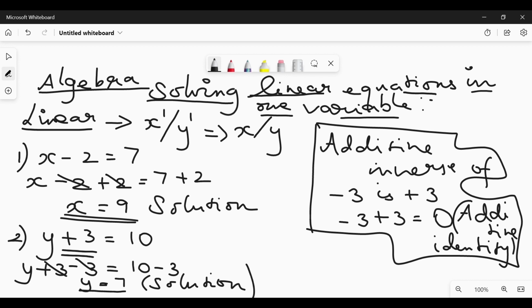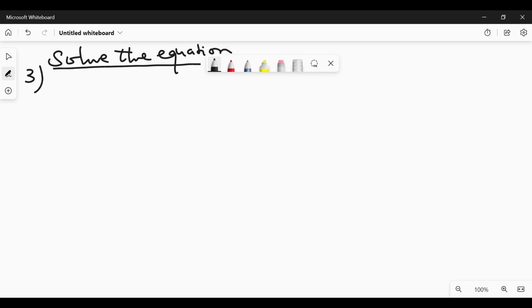Hope you are all able to understand the basic questions from solving linear equations in one variable. Now let's see more examples based on this. This is my example problem number 3. 6 equal to z plus 2.